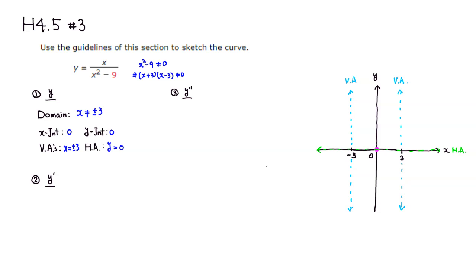So let's take the derivative. y prime is equal to, we're going to have to use the quotient rule, squaring the denominator: the quantity x squared minus 9, squared. The derivative of the top is 1 times the bottom, x squared minus 9, minus the top, x, times the derivative of the bottom, 2x. You can see that this is going to simplify. The denominator looks nice: x squared minus 9, squared.